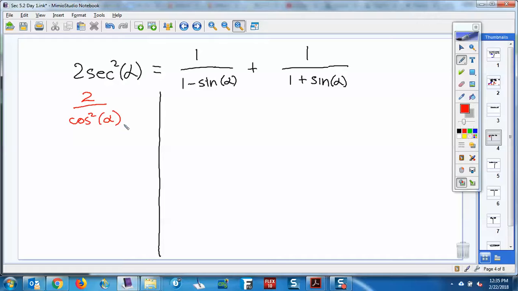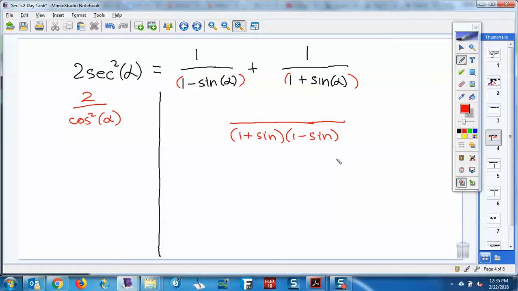Okay, so now maybe we go to the other side. What can you do with this? Common denominator. It's a fraction we're trying to add up, so our common denominator is going to be 1 plus sine, 1 minus sine, not squared.